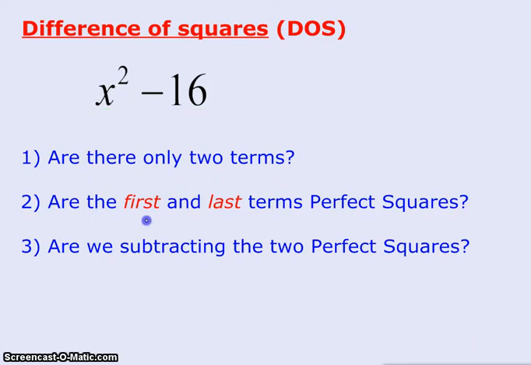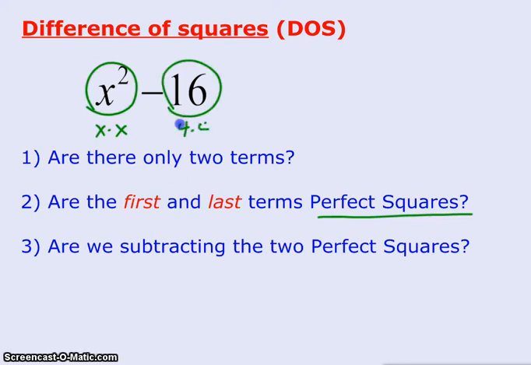Now, the first and the last term, the only 2 terms that I have, are they perfect squares? So I look at x squared, and that's x times x. That is a perfect square. I look at 16, that is 4 times 4. That is a perfect square. A perfect square is anything that can be broken up into like x times x, 4 times 4, 5 times 5. Now, the last thing we need to know is, are we subtracting the 2 terms?